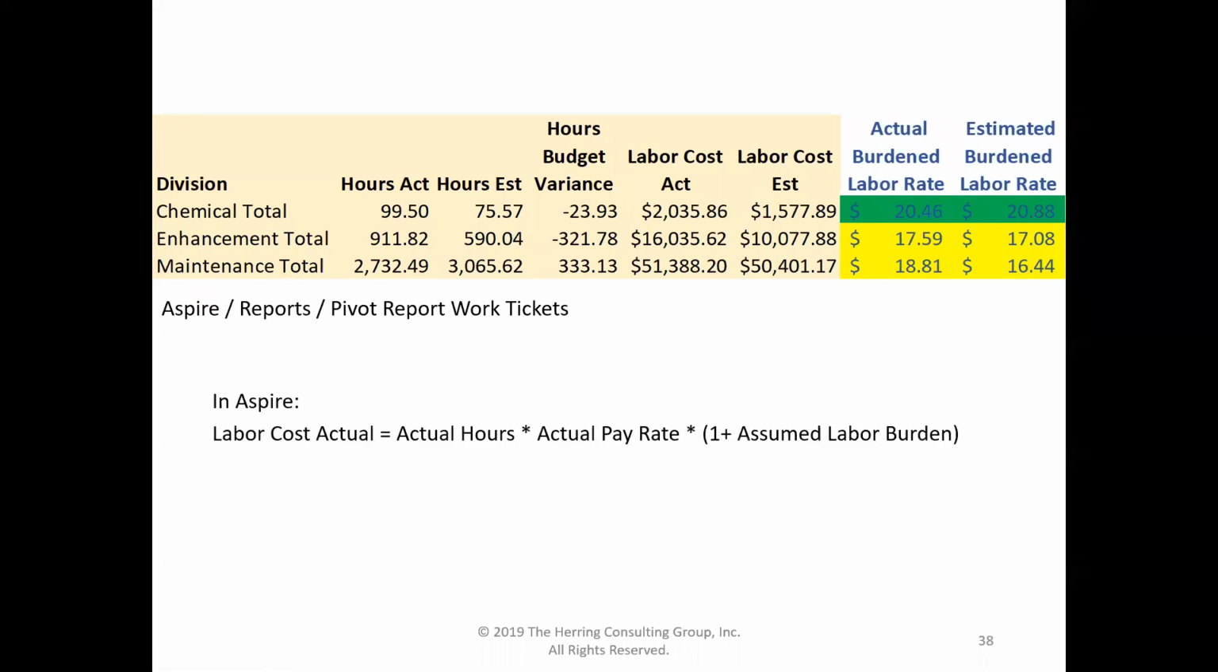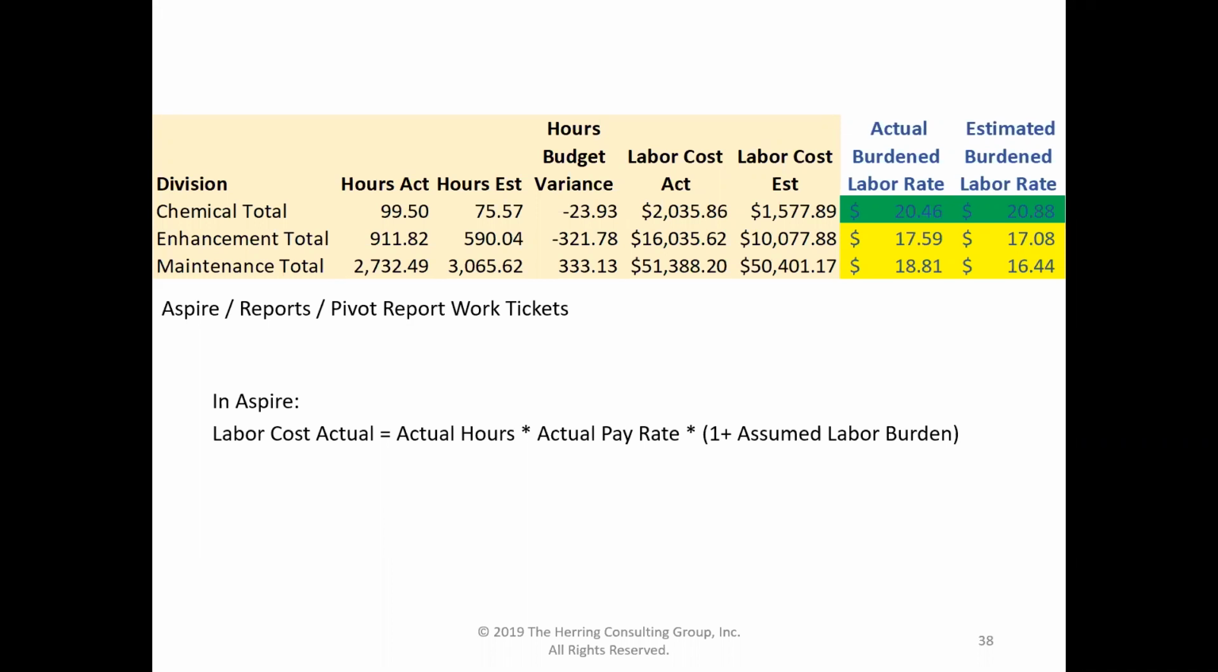Now, in Aspire, your labor cost actual equals, and this is really important, it's kind of dry, but it's really, really important, your actual hours, so whatever the guys are clocking in with, times their actual pay rate, times 1 plus the assigned labor burden. Okay, so basically we're including labor burden in actual, but the assumed labor burden is an estimate, right? It's not an actual. Even though it says labor cost actual, only the wage rate is actual, the labor burden is estimated, and that's one of the reasons why we have a misalignment problem on labor sometimes, or actually frequently.